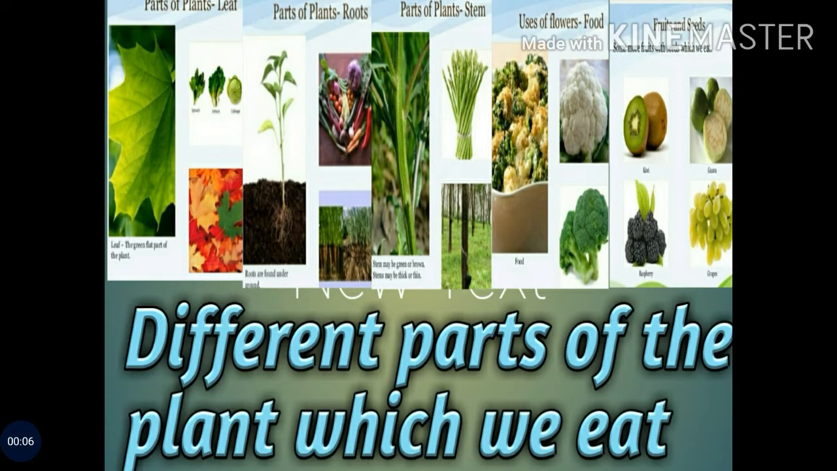Today we will learn the different parts of the plant and the part of the plant which we eat. So let's begin.